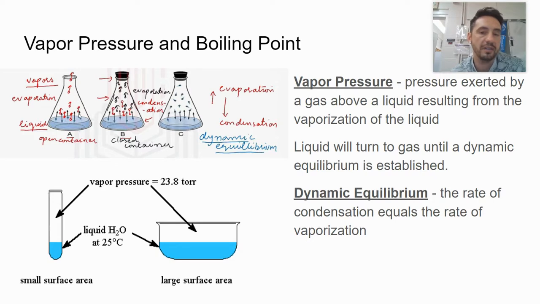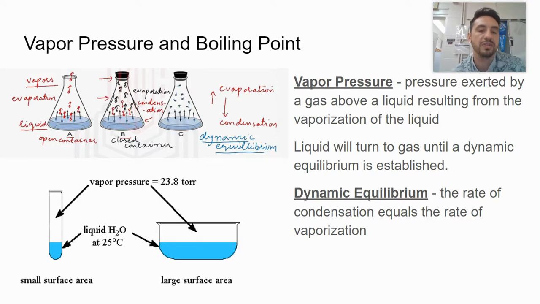Now, the vapor pressure here and the vapor pressure here are actually pretty much the same. However, the particles are leaving. As a particle leaves, another one evaporates. The particle leaves, another one evaporates. So we maintain that vapor pressure through evaporation.